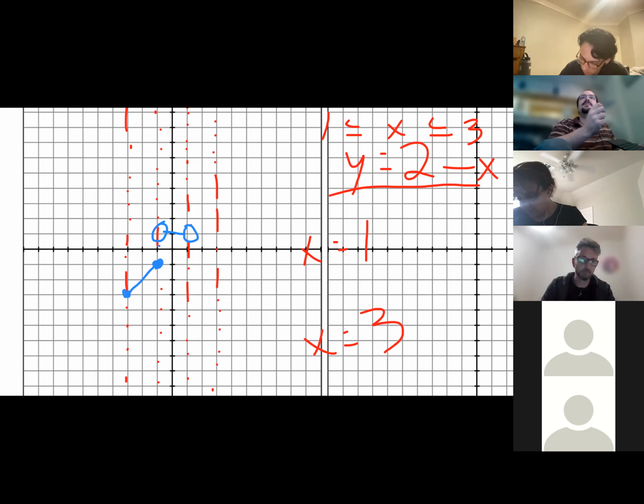For my x's, I want to do the endpoints. I want to do x equals 1, and x equals 2 and x equals 3. You can do 2. I don't think you need to do 2 though. Whatever, because you have 3 points there. Yeah, that would give you more points. It's not a bad idea, but here I would probably just do the endpoints. Okay. So 2 minus 1 is 1, and 2 minus 3, sorry, it's minus 1. There we go.